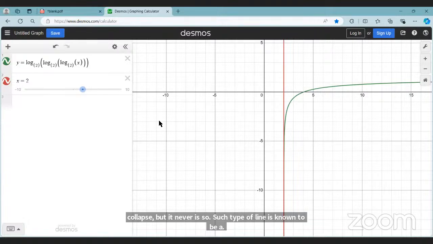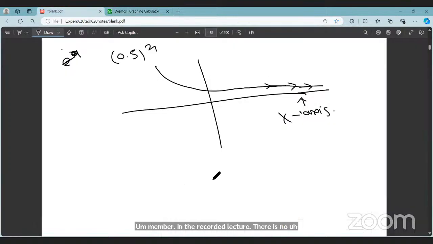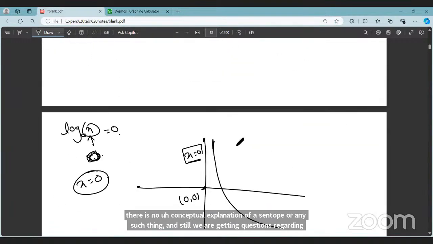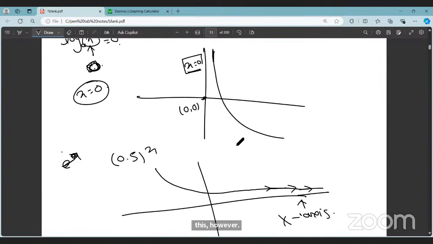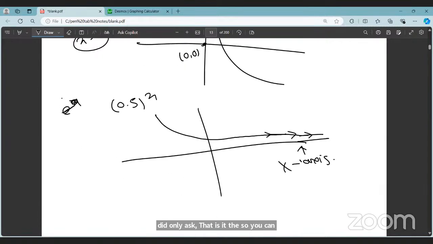May I say something? Ma'am, in the recorded lectures there is no conceptual explanation of asymptotes or anything like that, and still we are getting questions regarding this. How are they expecting us to solve this? I think option 8 only asks whether 8 is the asymptote. So you can substitute 8 and it won't come out as an asymptote. They are not asking us to solve it in full.